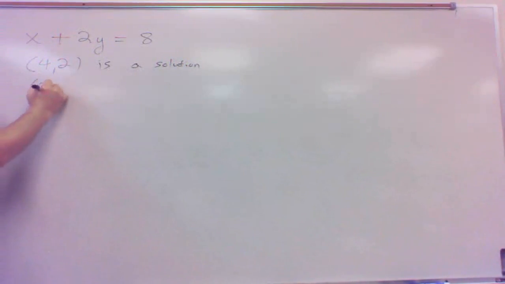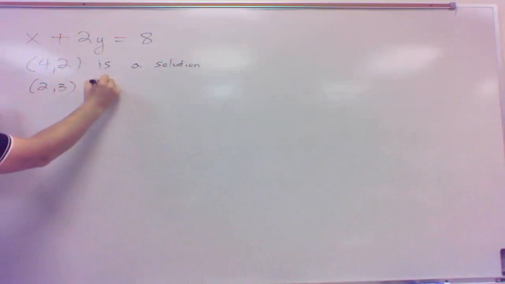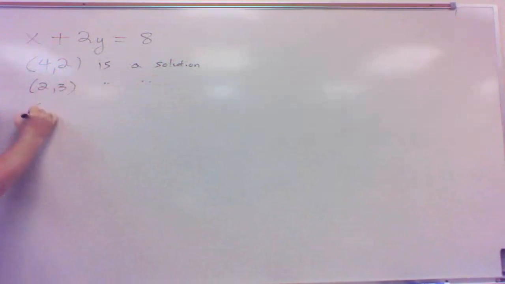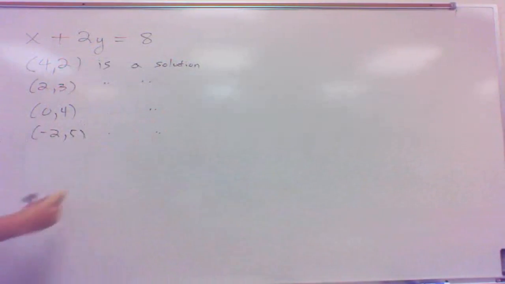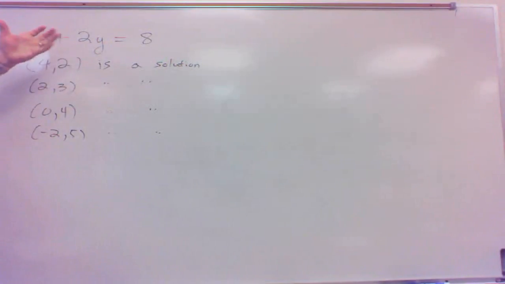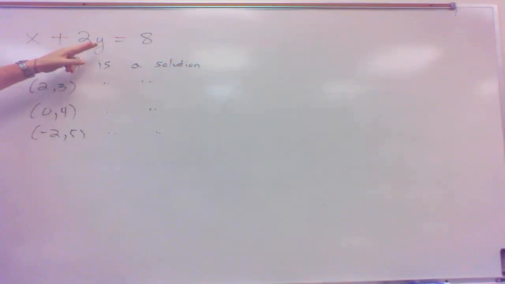2, 3 is a solution. Check me on these. 0, 4. Negative 2, 5. How do I know those are all solutions? Well, if I plug those in, x to be 4, y to be 2, the equation works, right? 4 plus 2 times 2 is 4, so that's 8. 2 and 3, x is 2, y is 3, that's 2 plus 6, that equals 8. 0, 4, 0 plus 2 times 4, that's 8.